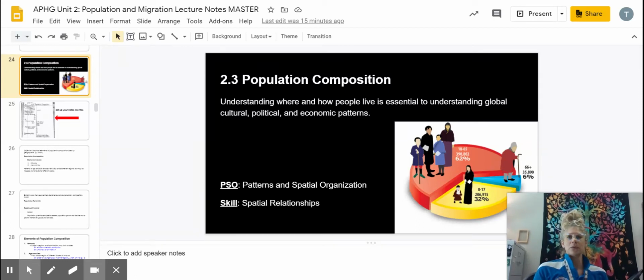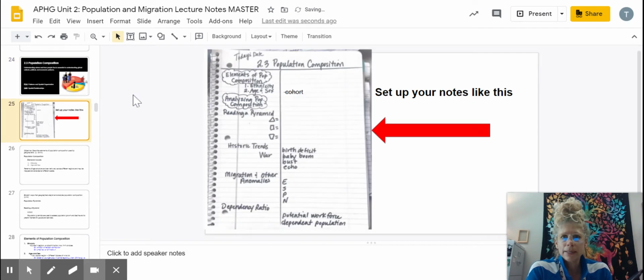Hey everyone, so we're going to cover 2.3 today, so take really good notes, okay? This standard is understanding where and how people live. It is essential to understanding global cultural, political, and economic patterns. There are two big elements to this standard, and that is going to be elements of population composition, and then how we can read a population pyramid.